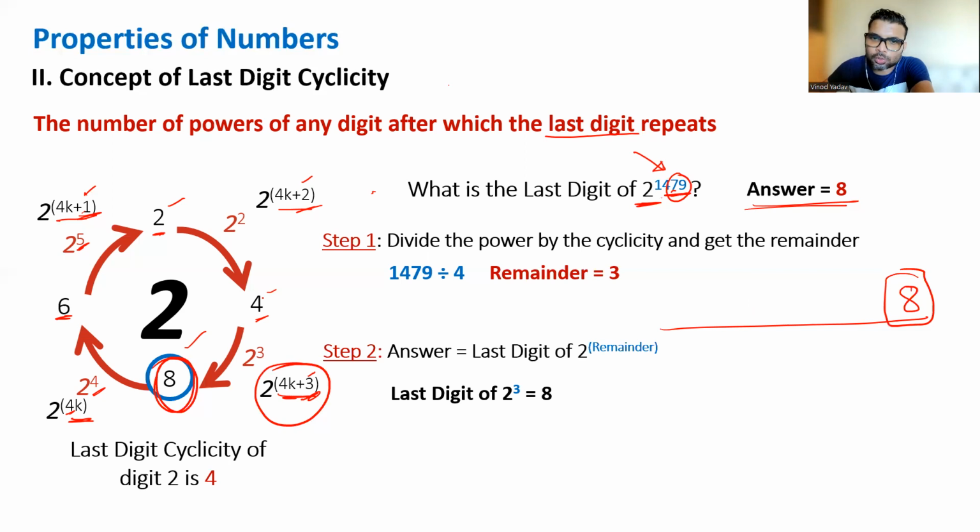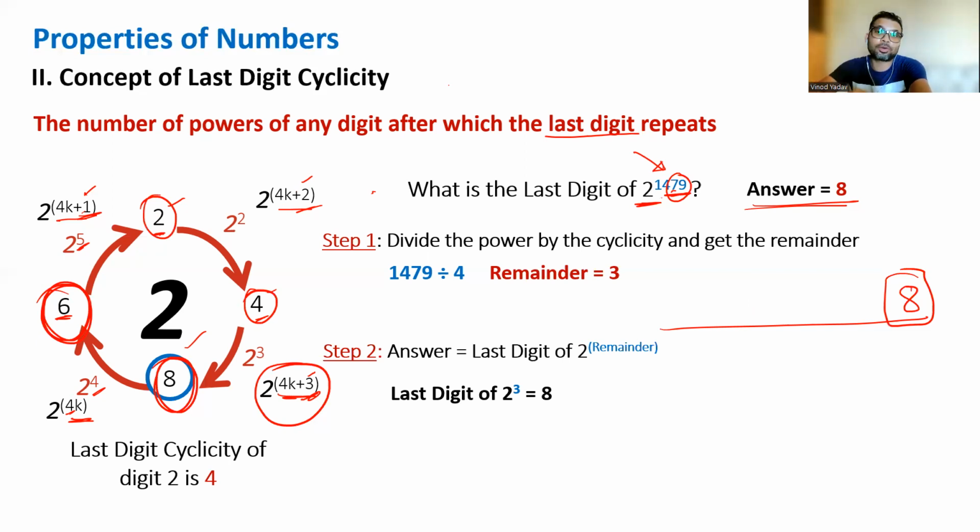Remainder 2 aata to 4. Remainder 1 aata to 2. Remainder 0 aata to last value in the cycle. Matlab cycle khatam ho gaya hai. So it would have been 6. I hope you understood this.